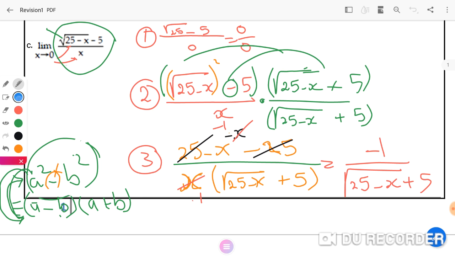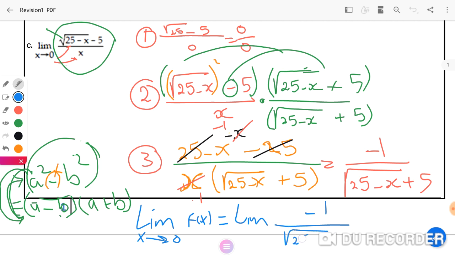Okay, then write the limit of the given function, limit of f of x as x approaches 0, as the limit of the redefined function, which is negative 1 over square root 25 minus x plus 5, when x approaches 0.